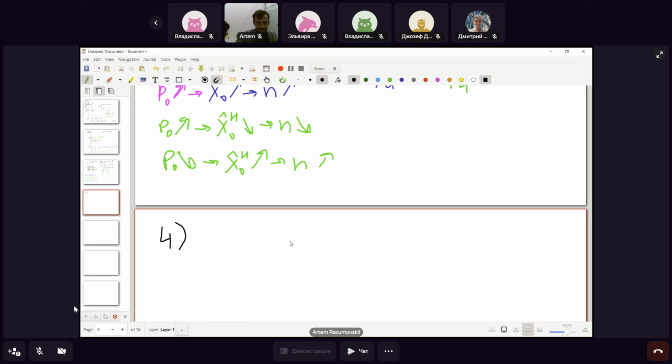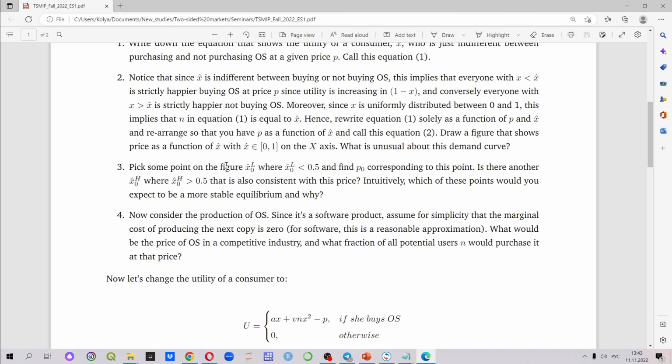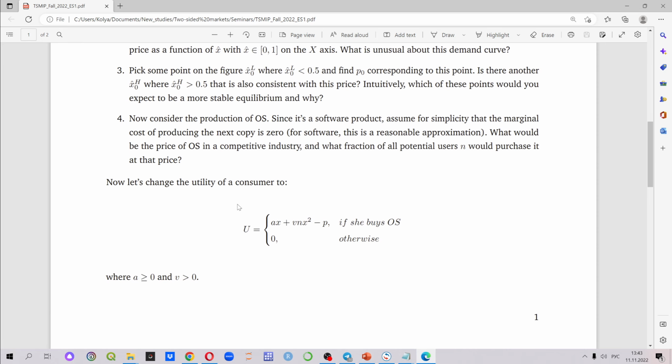So the next question is, let's consider the production, and let's say that the marginal cost of producing one more copy is zero, so that our costs are zero. And then if we consider the competitive industry, what is the price and what is the x hat?